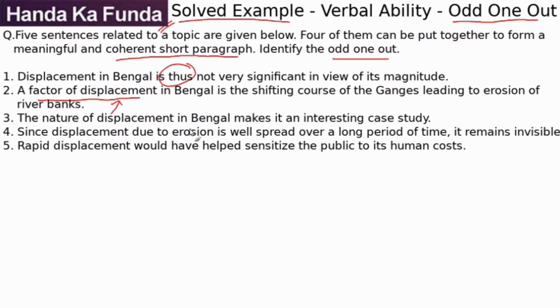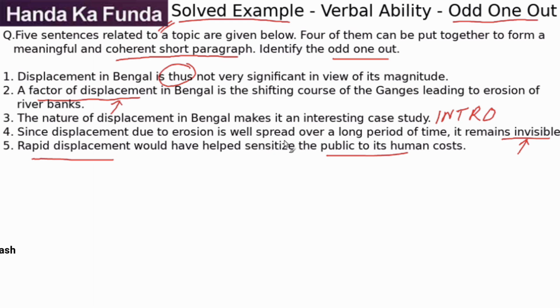The nature of displacement in Bengal makes it an interesting case study. So this looks like a good introduction part. Since displacement due to erosion is well spread over a long period of time, it remains invisible. So again, this is describing what happens in displacement. Rapid displacement would have helped sensitize the public to its human cause. So this is suggesting an alternative, something that should have happened so that the public was aware.